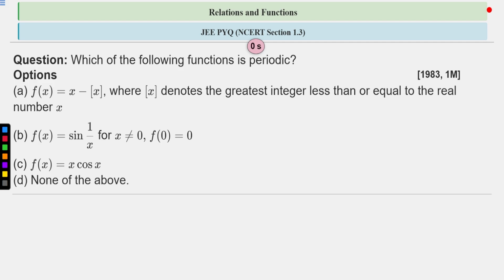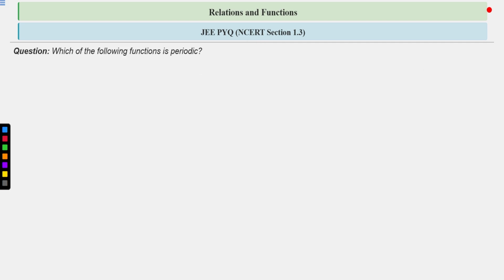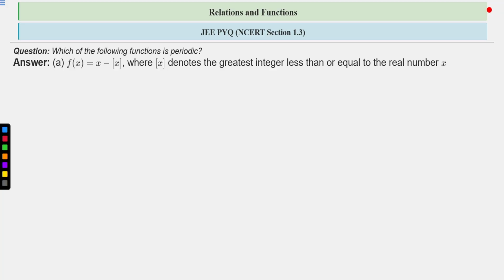Okay, let us move to the solution part. The question is which of the following functions is periodic function? So option A will be the correct one, where f(x) is equal to x minus greatest integer function of x. A will be the correct option. So let us move to the solution part.